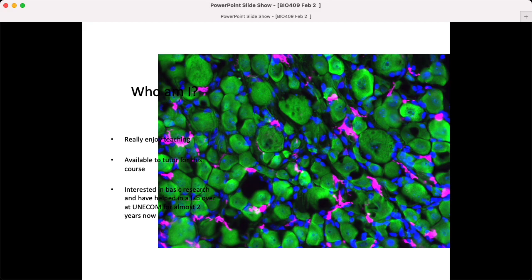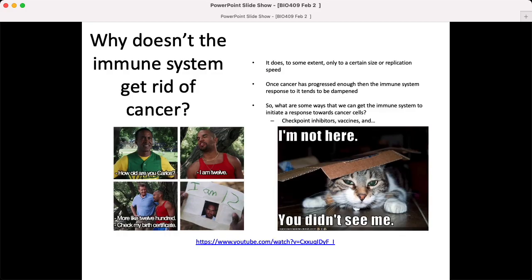This is an image I took. I help out with research over at UNE at the School of Medicine there. And this is a picture I took for a paper that we have coming out. Just to kind of mention a little bit about me is that I like research, I like basic science, molecular biology, and I really am excited to teach you guys about CAR T cells here.